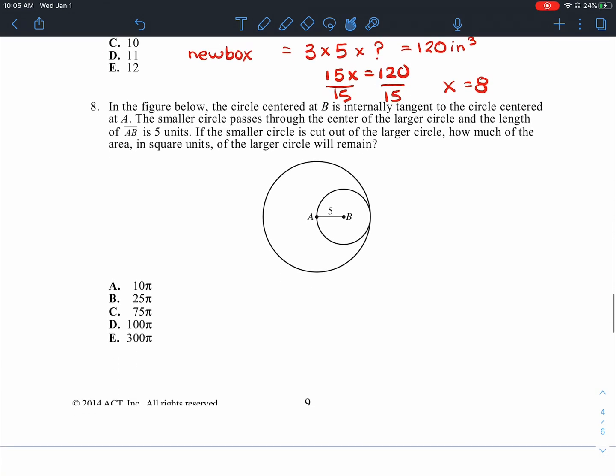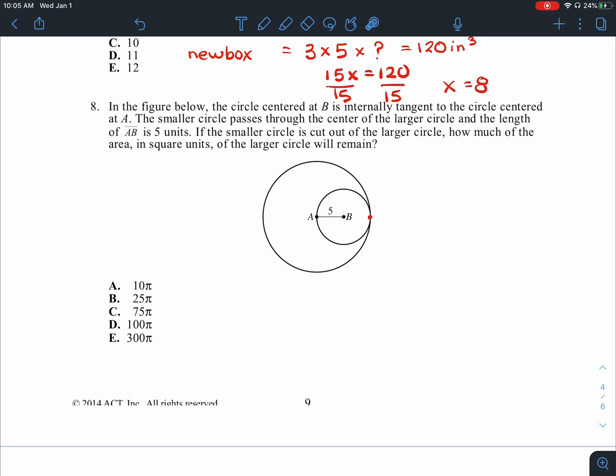Okay, let's look at number 8. Here we've got a circle inside of a circle. It says in the figure below, the circle centered at B, that's a smaller circle, is internally tangent to the circle centered at A. When it says tangent, it means it's just touching the edge of the circle at one point right there. The smaller circle passes through the center of the larger circle, and the length of AB is 5 units. That's labeled here in the picture, AB. So you can see the radius of the small circle is 5 units.